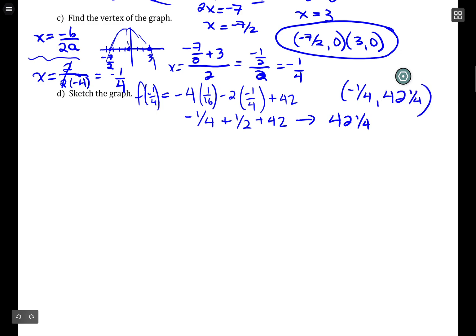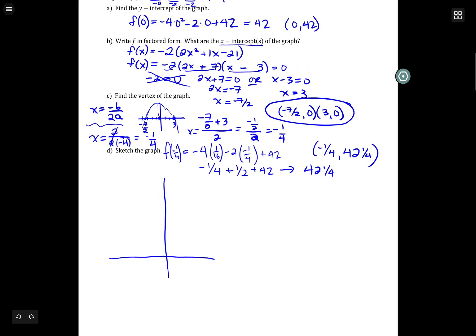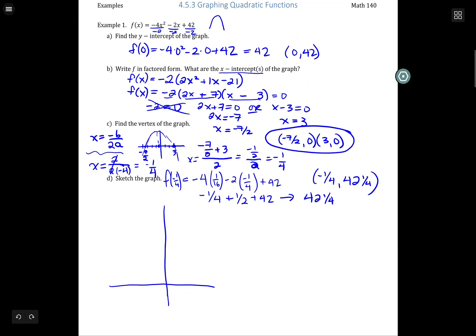Okay, so my last job is to just put all those pieces together. The work we did to find those things should feel really similar to what we were doing last week. So now, just putting it all together, I need to be able to fit some fairly big y values, 42 and a fourth for the vertex and 42 for the y-intercept. And then my dog squeaking his toy.